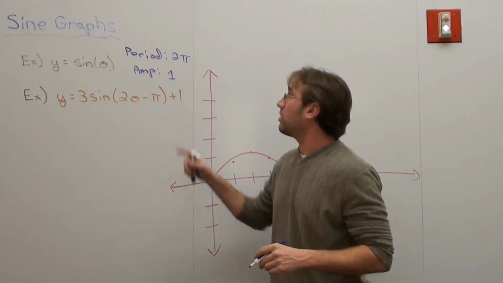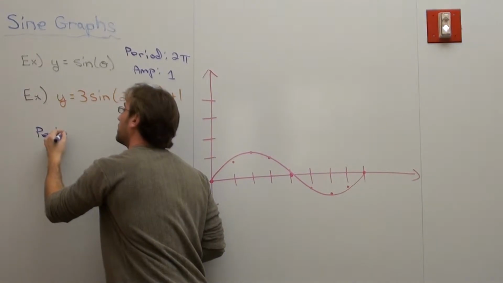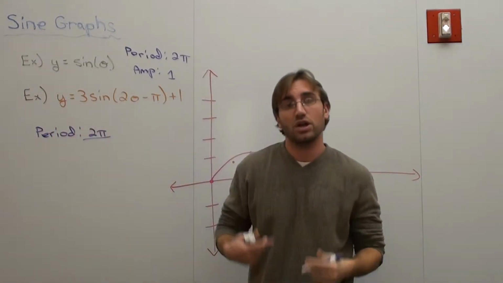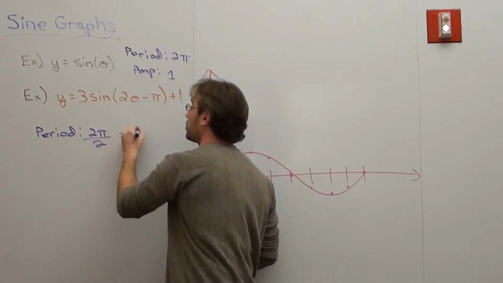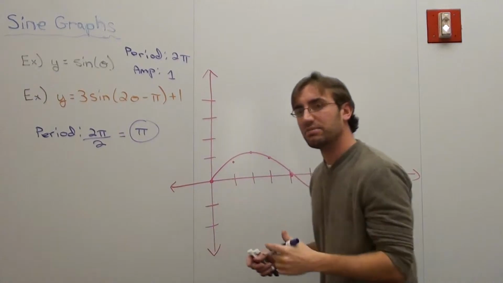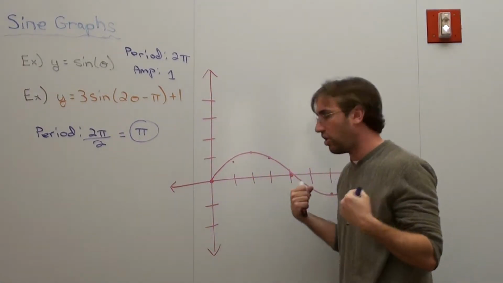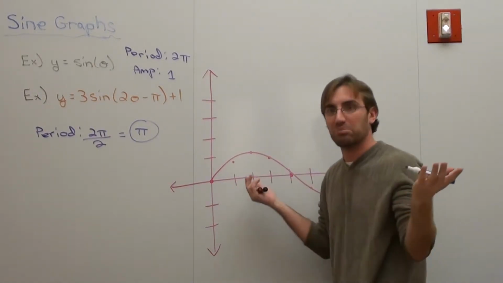So here we go. I want to figure out the period of this graph. Well, the period of this graph, of all sine graphs, is 2 pi over the number in front of theta. The number in front of theta in this case is 2. So it's 2 pi over 2, so the period is pi. Which basically means that this graph is going to be compressed like an accordion. It's going to be half as long, or take half as long to repeat itself.